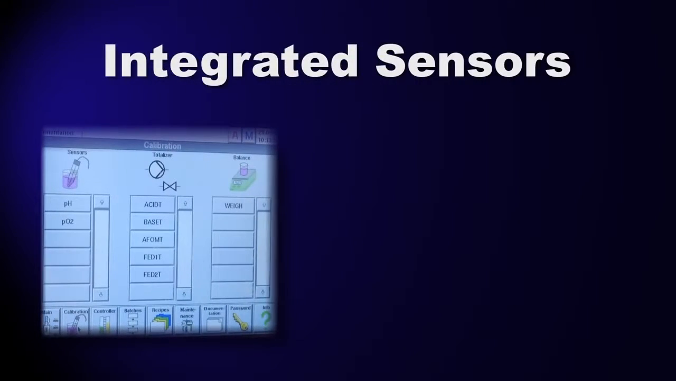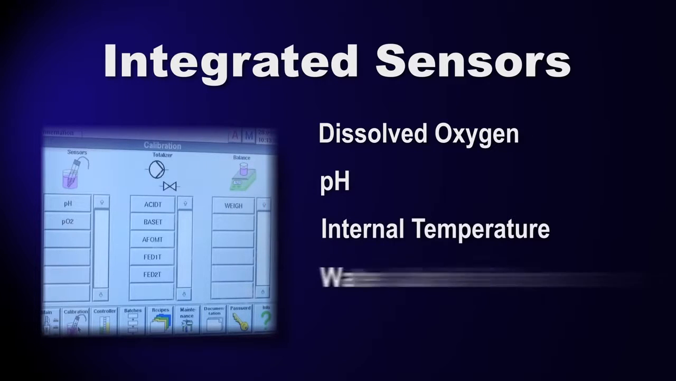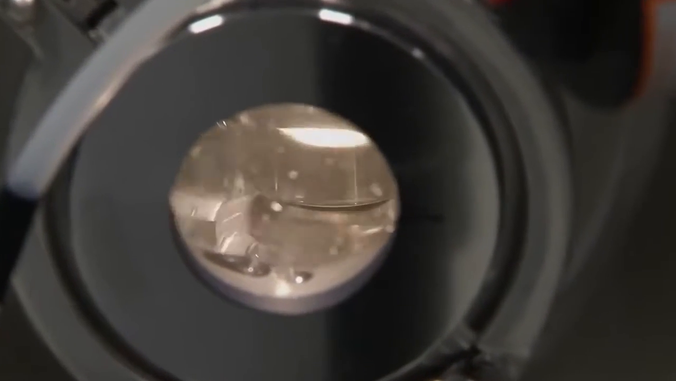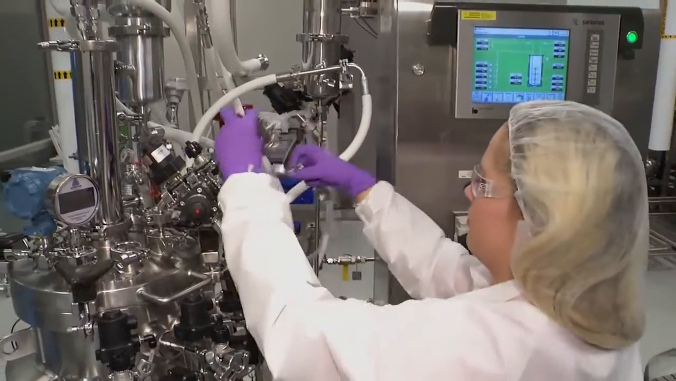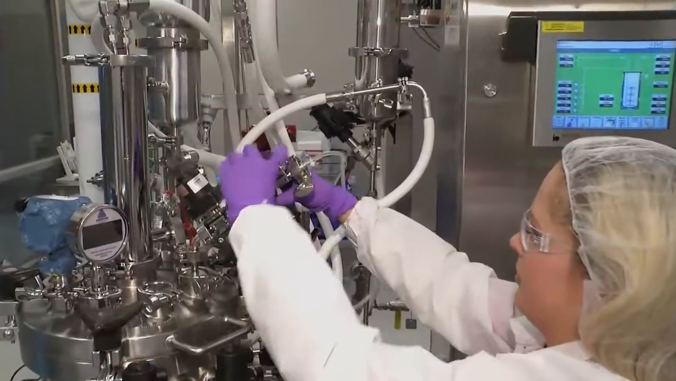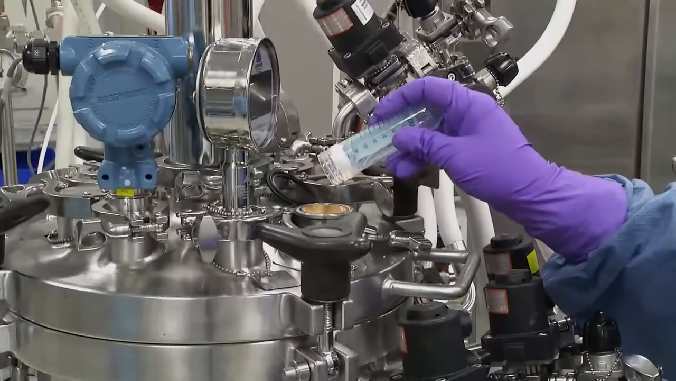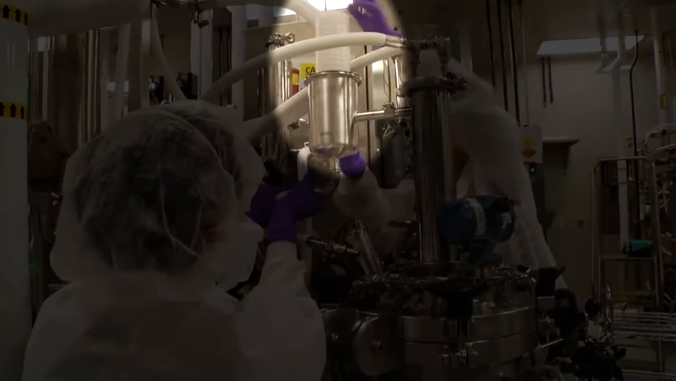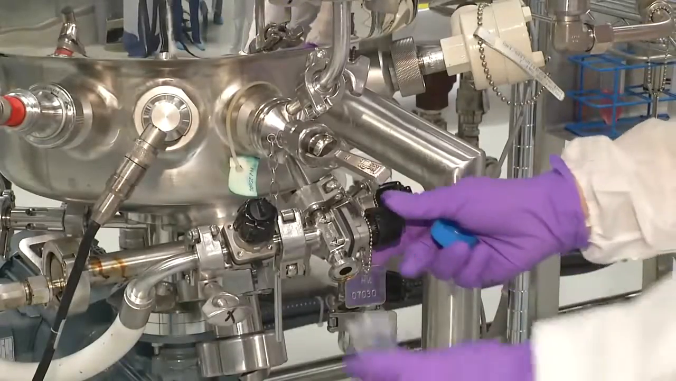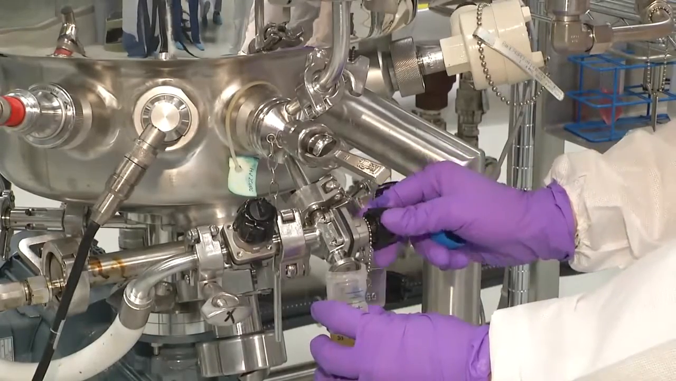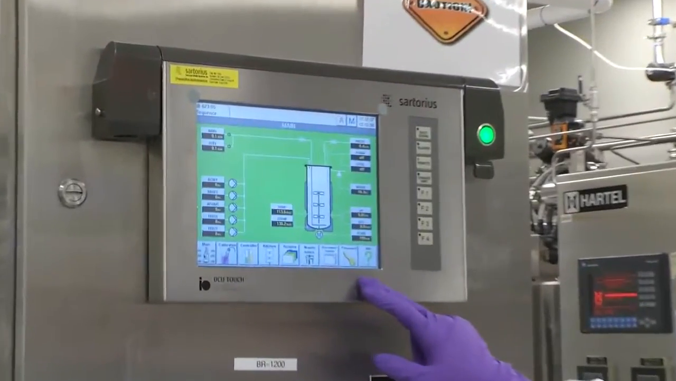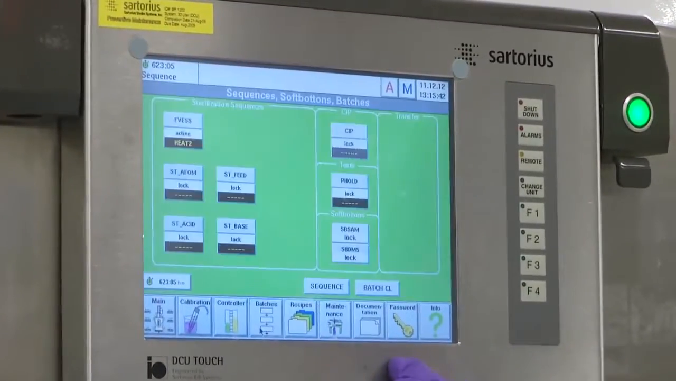The bioreactor is equipped with a water jacket around the vessel to regulate temperature, and integrated sensors to monitor key environmental factors, including dissolved oxygen, pH, internal temperature, water jacket temperature, and vessel pressure. The reactor also has an agitator, dedicated ports for adding seed stock and media ingredients, separate ports for acid and base supplement, air filters for supply and exhaust, and valves for drawing samples and for harvesting. Most fermentation and monitoring functions can be managed from the bioreactor's dedicated process controller.